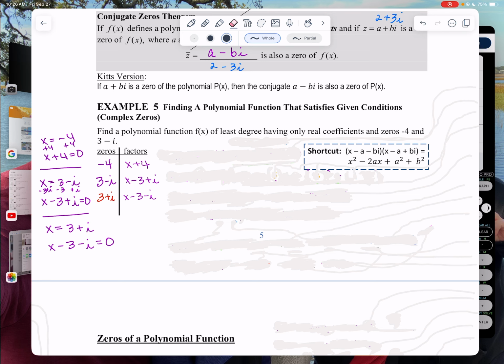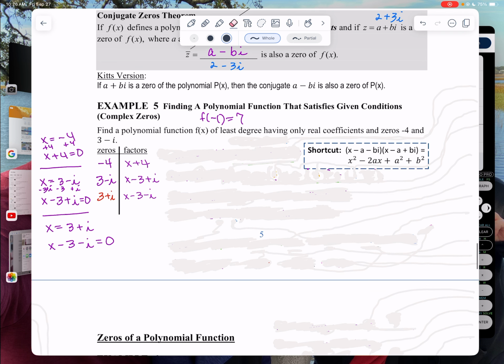Now notice, they did not give us anything that said f of -1 equals 7 or something like that, right? And that's because they said they want it of least degree, having only one real 0. And they said find a polynomial function. They didn't say find one that has a certain a. So they just want one of them. So we're just going to assume that a is 1 and not worry about it because we have enough to distribute, right? So here we go. We have to grab all those factors and multiply them together.